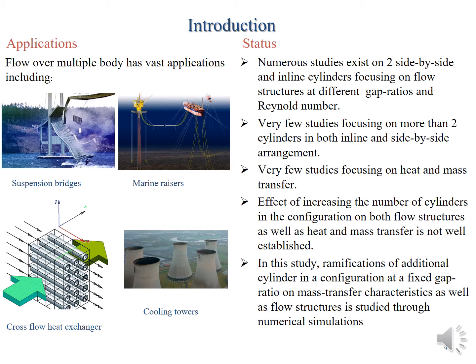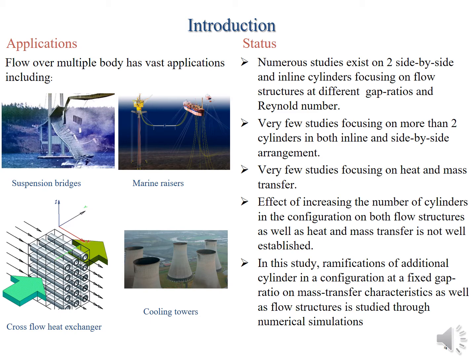So there are various engineering applications that can be modeled as a group of cylinders in cross flow. One of them is the suspension bridge, the infamous Tacoma bridge. Then we have the marine risers, the cross flow heat exchangers, cooling towers, among others.